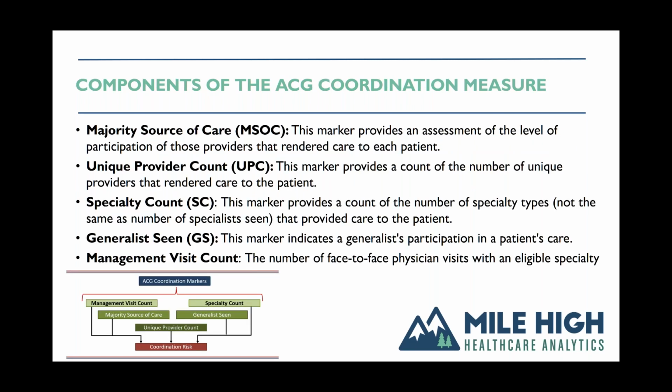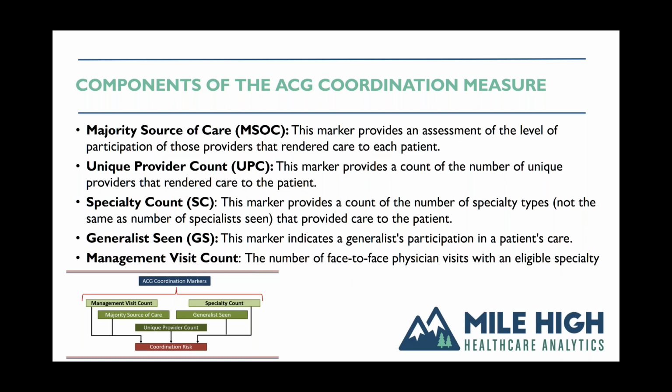Another area is the ACG coordination measure, or measures. So there are 5 outputs from the system that are tied to particular providers that service the members. So there is the majority source of care, which I typically have always called the predominant provider, who's actually making decisions on behalf of the member. Most of the time it's the PCP, but not always. A lot of times you have specialists that have become the majority source of care provider, or maybe there's more than one majority source of care provider.